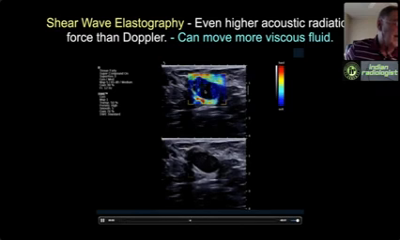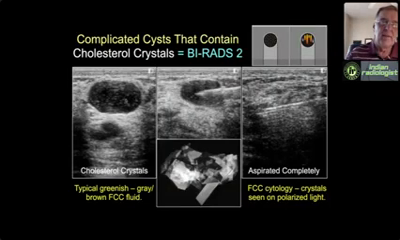Open color box in mildly viscous fluid, narrow color box in more viscous fluid, and probably the best thing to do is shear wave, because it'll move the most viscous fluid and give you the best distinction of solid versus complicated cyst with echogenic fluid. Now, when you aspirate these complicated cysts with internal echoes, they aspirate completely, and you don't see anything on flow cytometry and cytology that's suspicious.